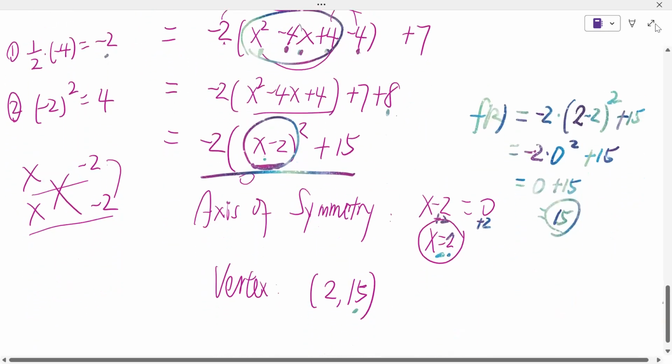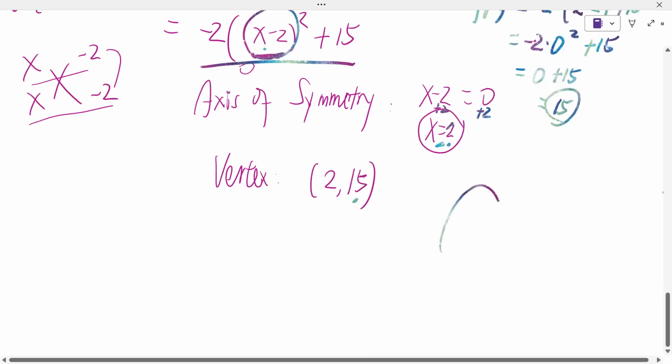In this case, because it's concave. Okay, I got it. Yeah, you got it? Okay. And this vertex is (2, 15). Thank you. No problem. And then this is what we call the maximum, right? Because it opens downward, so this is definitely the highest point. That's why it's a maximum.